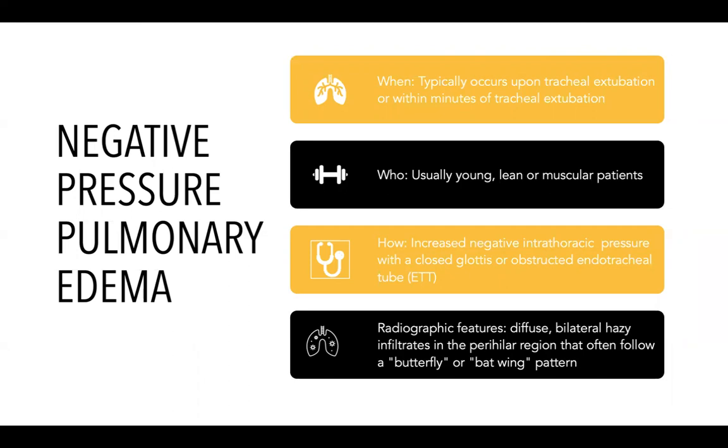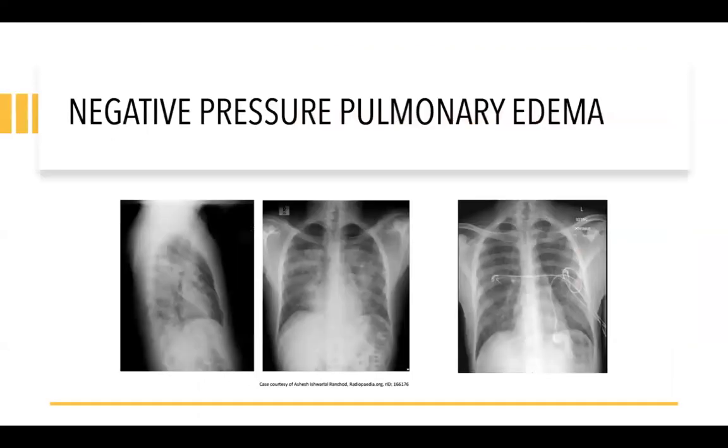Chest X-ray features include diffuse hazy bilateral infiltrates in the perihilar region. These infiltrates often take on a bat wing or butterfly pattern.